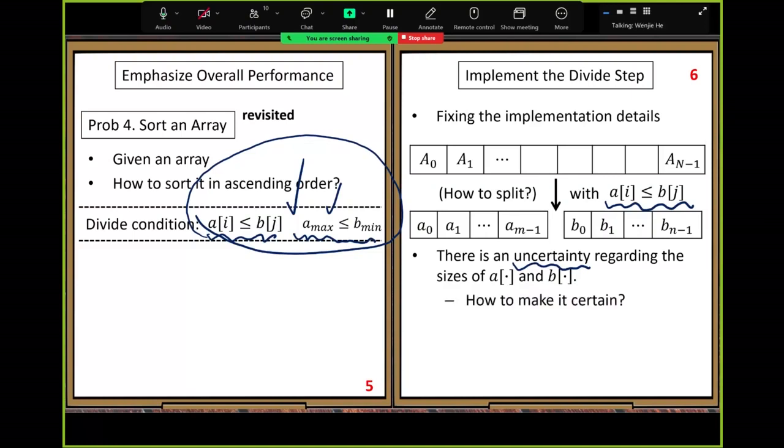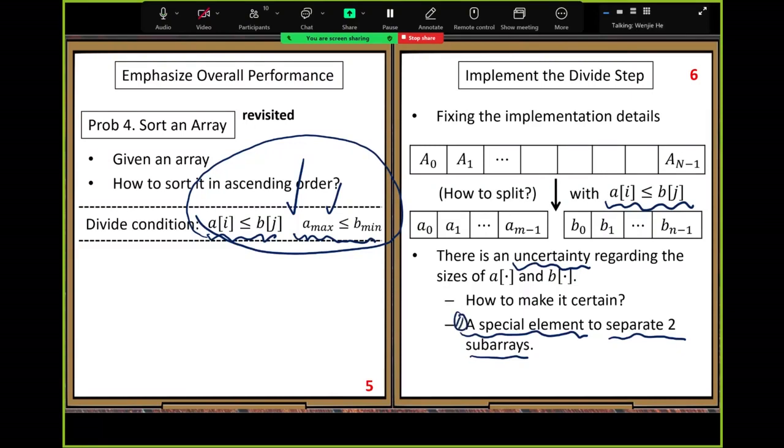How to make it certain? The next question. Or how to determine the sizes of A subarray and B subarray? How to determine their sizes? Make it certain. Then the next step, in order to determine the sizes of two subarrays, we need to introduce a special element. That element can separate two subarrays. That special element is very important.